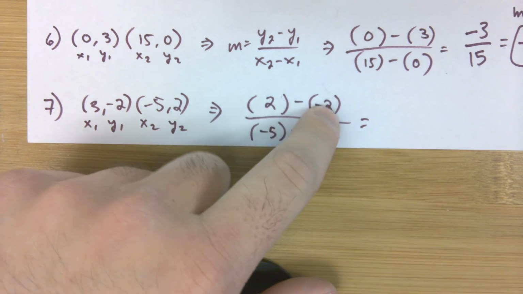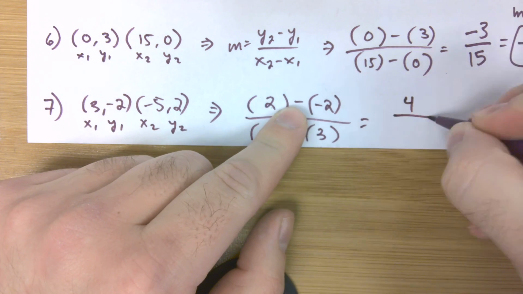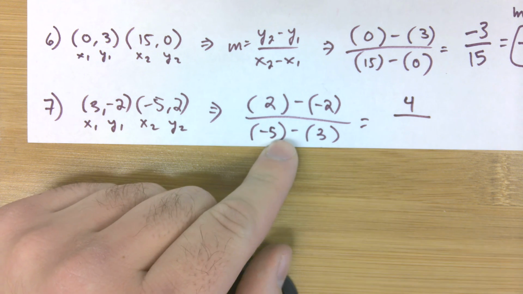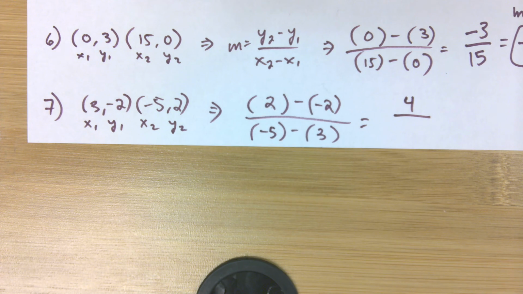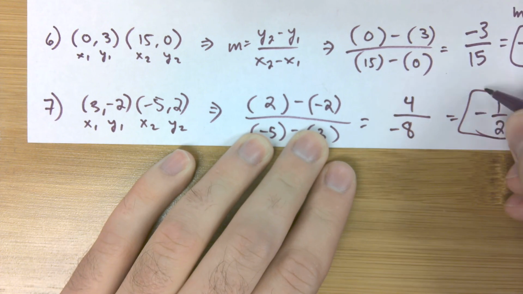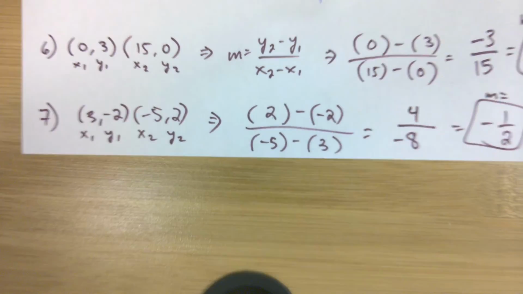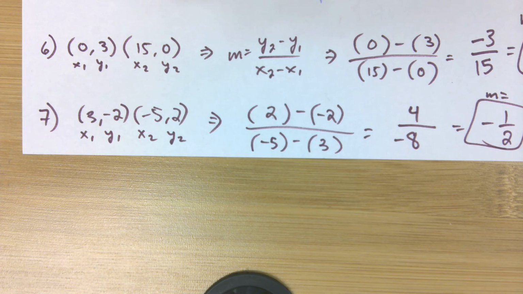Sir. 2 minus negative 2. 2 minus signs next to each other form a plus, and we get 4 over negative 5 minus 3 more gives us negative 8. So our slope, if we simplify 4 over negative 8, we get negative 1/2 for our slope. It looks like a lot of people got negative 2 for their slope. You maybe just put the x's on top and the y's on the bottom. So be careful of that.